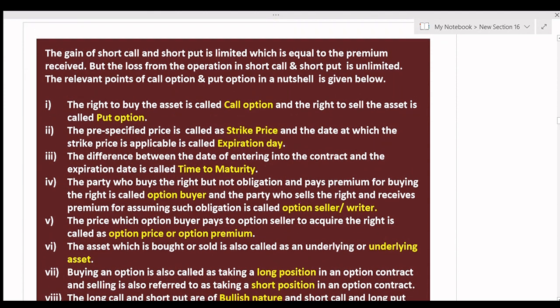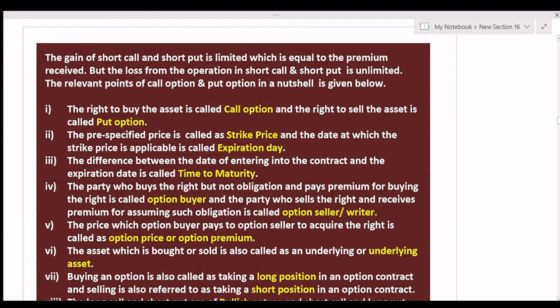The gain of short call and short put is limited, which is equal to the premium received. But the loss from the operation in short call and short put is unlimited. The relevant points of call option and put option in a nutshell are given below.